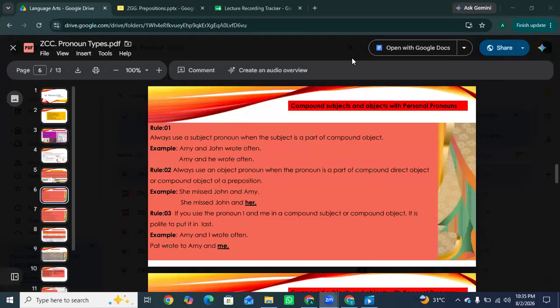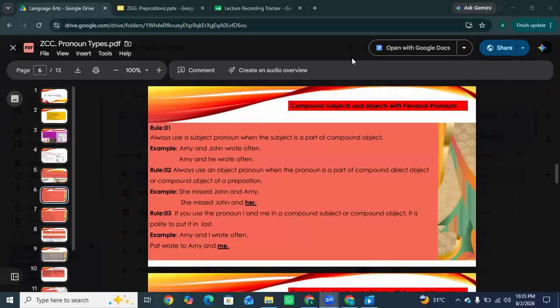Okay, compound subjects and objects with personal pronouns. Okay. Always use a subject pronoun when the pronoun is part of a compound subject. Okay, like Emma and John wrote often. Emma and he wrote often. So, in simple words, use a subject pronoun in a compound subject. An incorrect sentence is Emma and him wrote often. This is an incorrect sentence. The correct way to write is Emma and he wrote often.